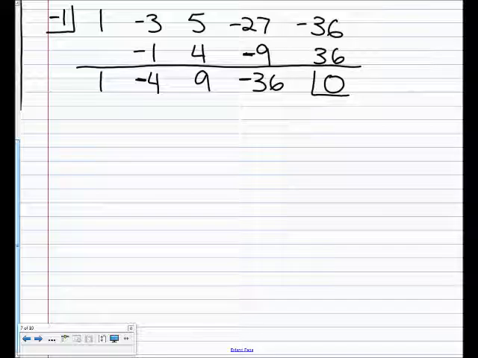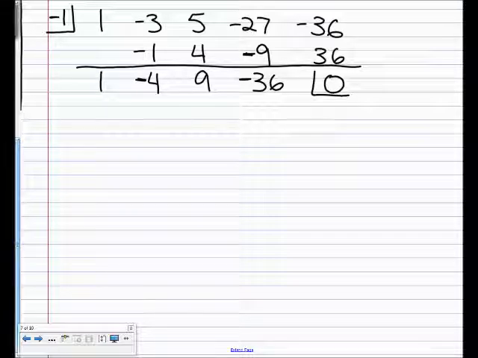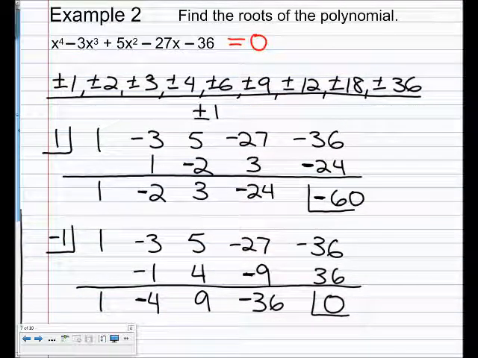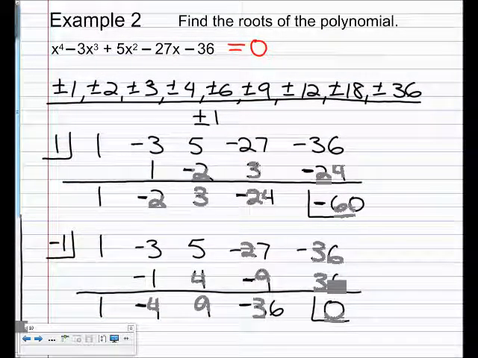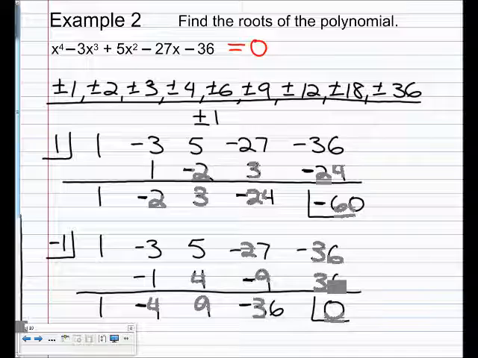We got an answer. I want to be clear. We didn't get the answer. We got an answer. At the very beginning, we said, how many answers do I expect? 4. We have now found one of them.